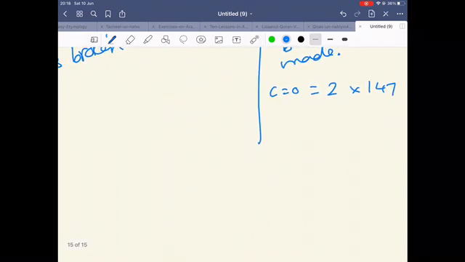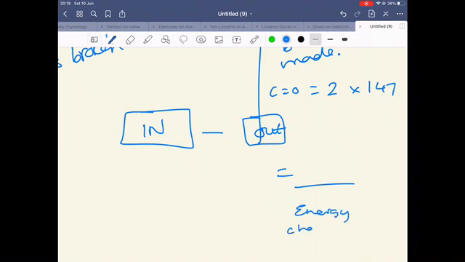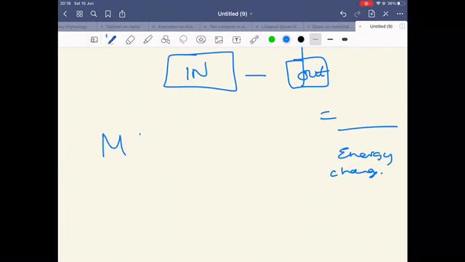I do that for each bond, and then I work out an answer on the left, which is the energy in, endothermic, and then an answer on the right, which is the exothermic. Then I subtract that to work out the change, and then I get a final answer. Now, a way to remember if it's endothermic or exothermic is MEXPEN.